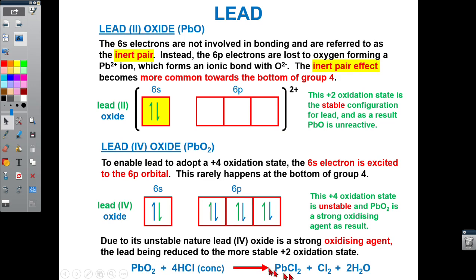This is far more stable. This would be an ionic compound between lead and chlorine. Chlorine is also formed. So if you think of the chlorine here in HCl, it would be in a -1 oxidation state. Now it's in a 0 oxidation state. The chlorine's been oxidized. Therefore, the lead 4 oxide has behaved as an oxidizing agent.